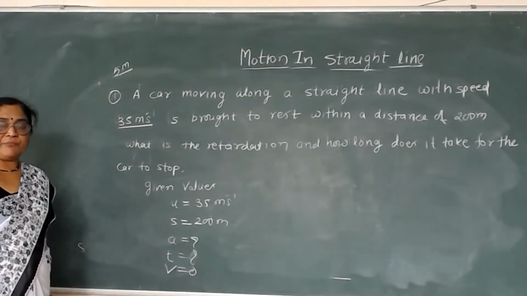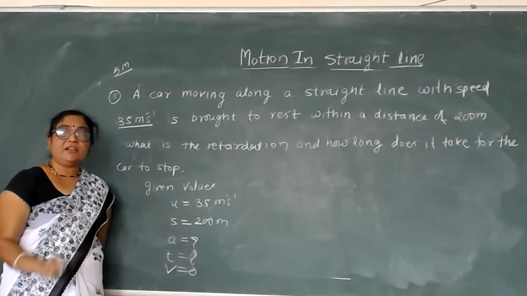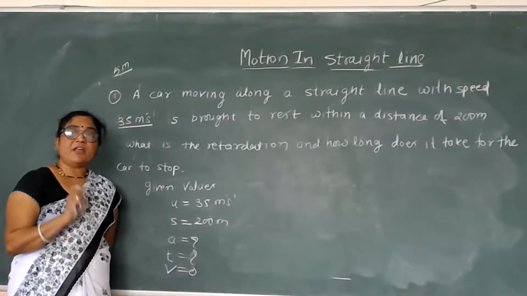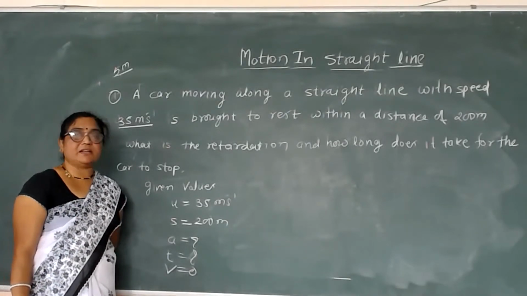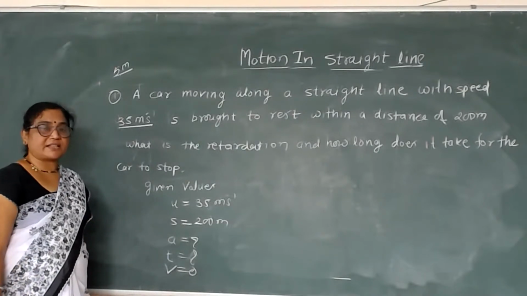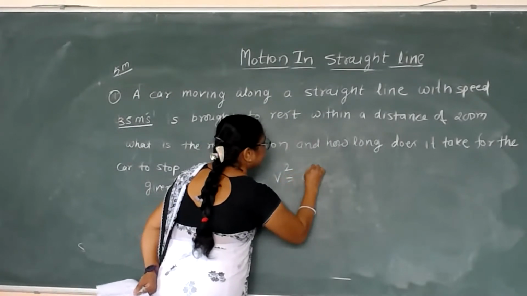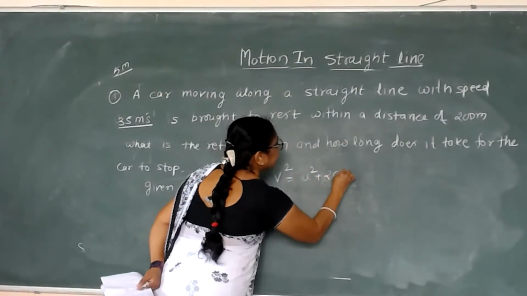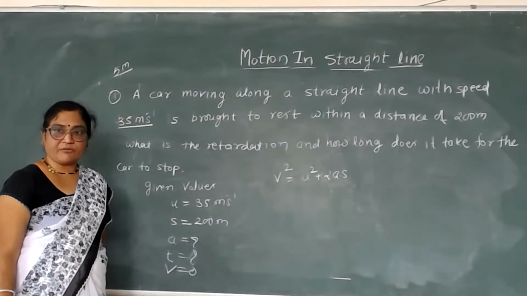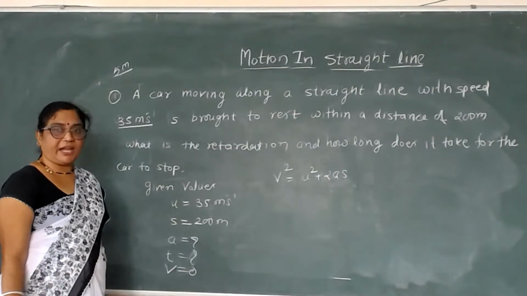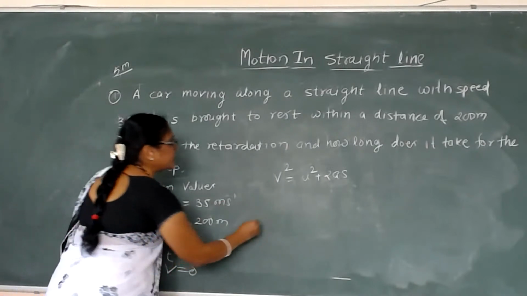Then use the formula. We know that there are three equations of motion: v is equal to u plus at, s is equal to ut plus half at square, and the third equation is v square is equal to u square plus 2as. So use that equation to find the acceleration. First write down the formula: v square is equal to u square plus 2as. Because s, v and u are given, we can easily find the value of a. Therefore, the final velocity is equal to 0.